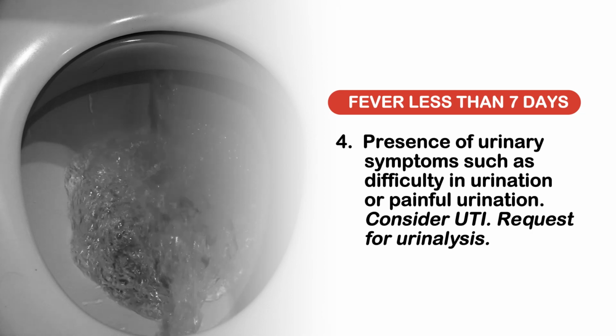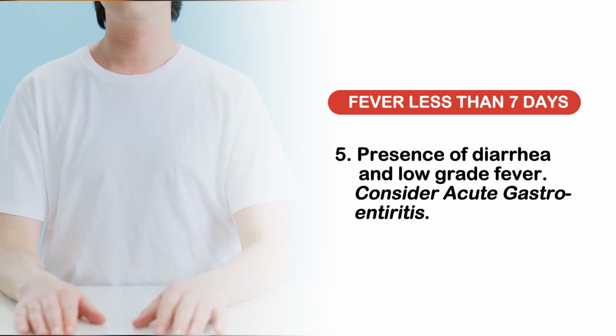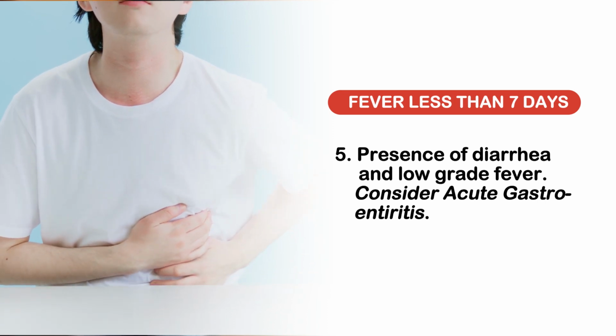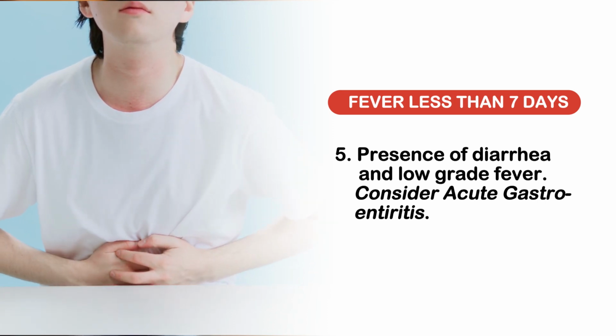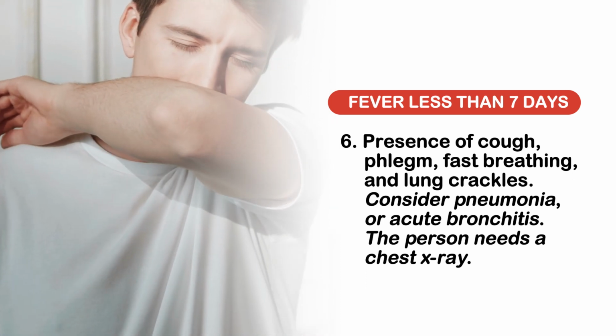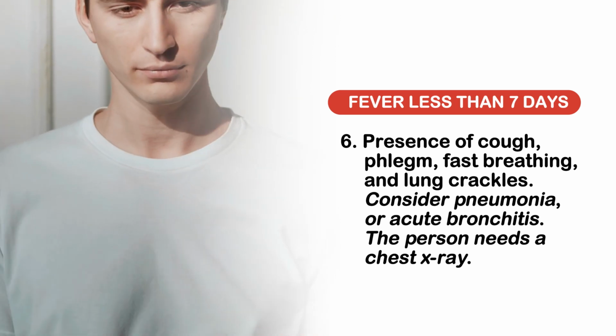Number 4, presence of urinary symptoms such as difficulty in urination or painful urination. Consider urinary tract infection. Request for a urinalysis. Number 5, presence of diarrhea and low-grade fever. Consider acute gastroenteritis. Number 6, presence of cough, phlegm, fast breathing, and lung crackles. Consider pneumonia or acute bronchitis.